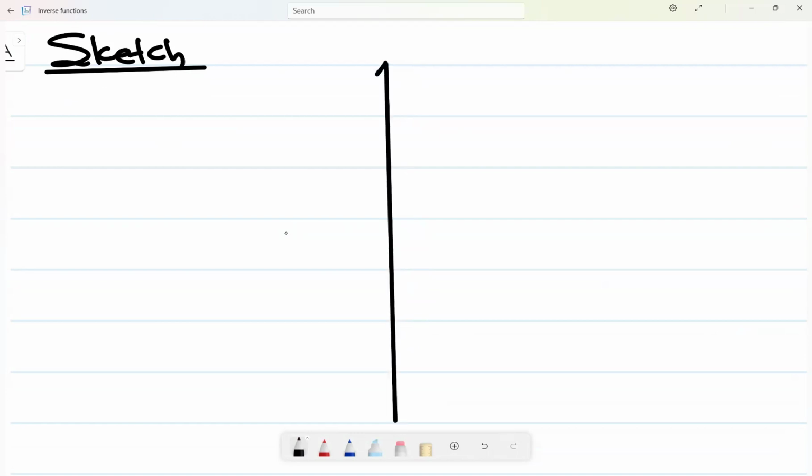Sketching what? F. Okay. Let us start first by sketching F. Let me just cut it here. I want to draw a big graph that is going to be very good for us to be in a position of understanding, to interpret.